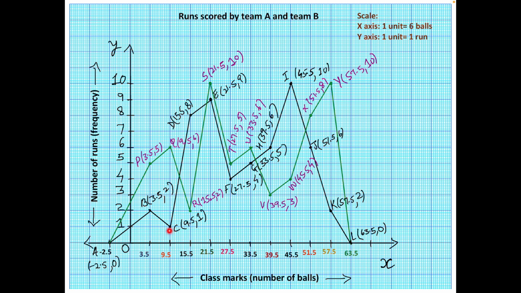So this way you will mark the points and you will name them differently, like I have named it for team A, B, C, D, E, etc. and for team B I have named them as P, Q, R, S, etc. Then you connect these points by the line segments and then you will find the 2 polygons like this.